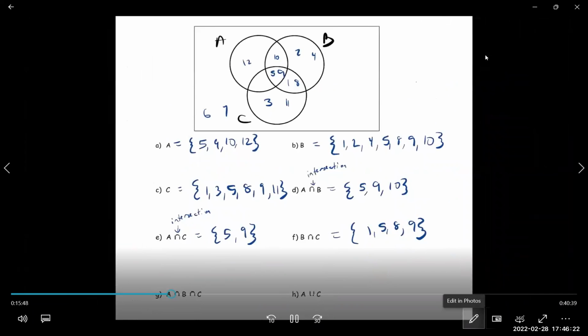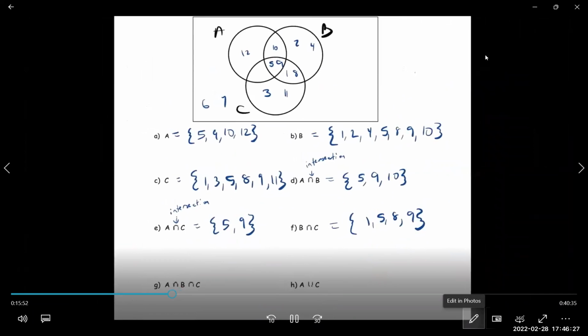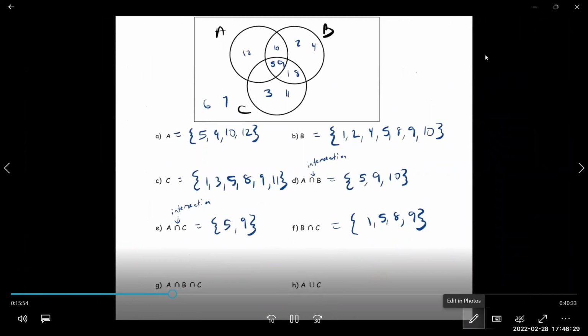10, 5, 9, 1, and 8. What do you guys think? Wait a minute. All 3 sets. Well, is 10 part of C or no? No. So it has to be part of all 3 sets in order for it to be included. Well, then it's just 5 and 9. Yep, that is right. You guys agree that only 5 and 9 is part of all 3 sets?